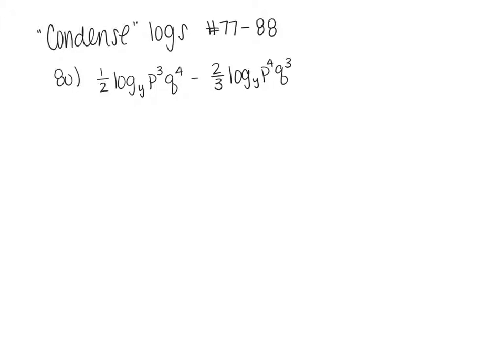So it's kind of like I look at each log and I say, okay, well, what's going on? So this first log, I have 1/2 log y p to the 3rd, q to the 4th. So here, the big thing I see is this 1/2 outside. Before I can do anything, I've got to bring that thing up to the exponent. So I'm just rewriting the log, and then I'm going to have that power come up. I'm going to do the same thing with the 2 over 3.